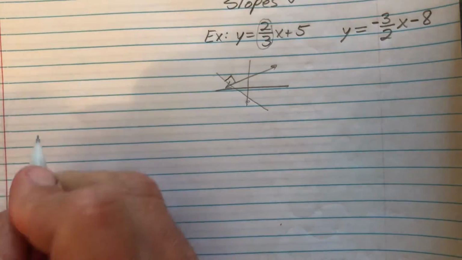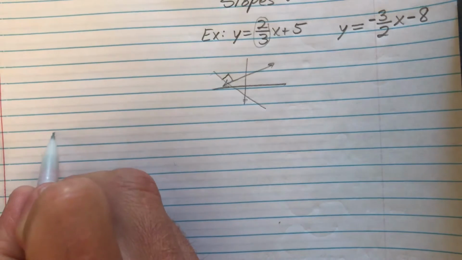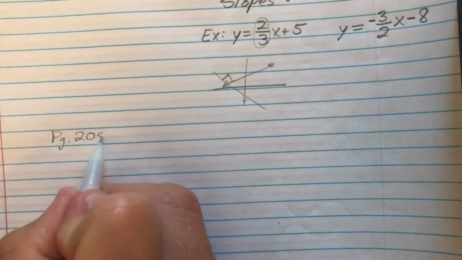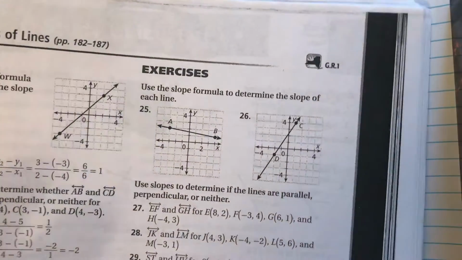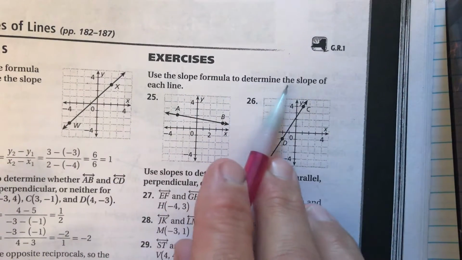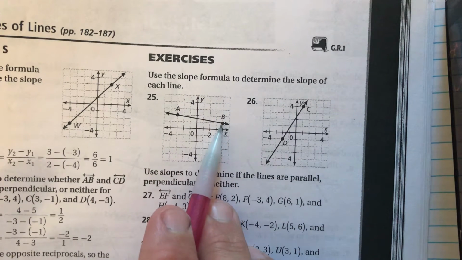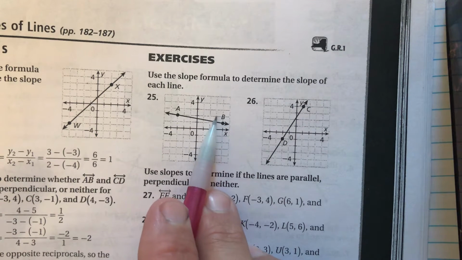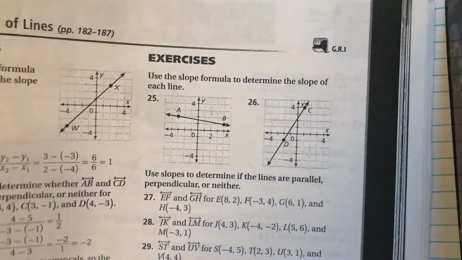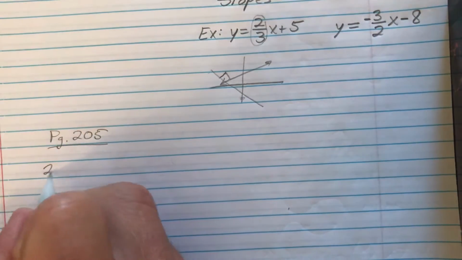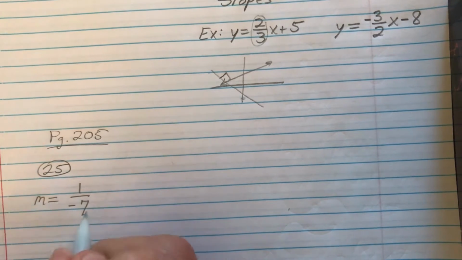So let's try a few questions. We'll start on page 205. On page 205, let's start with number 25. There's a picture. It says use the slope formula to determine the slope of each line. Now it says use the slope formula. We could easily see the slope is up 1 and left 1, 2, 3, 4, 5, 6, 7. Since we're going to the left, it's -7. So we'll jot that down to check our answer. Based on the picture, we went up 1 and left 7.